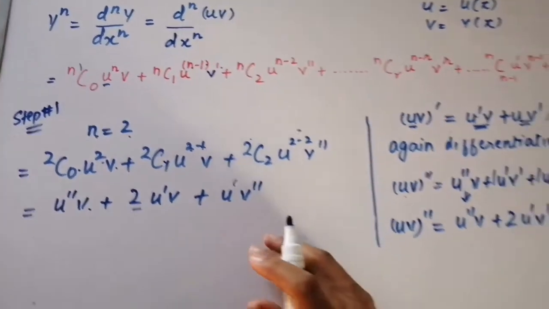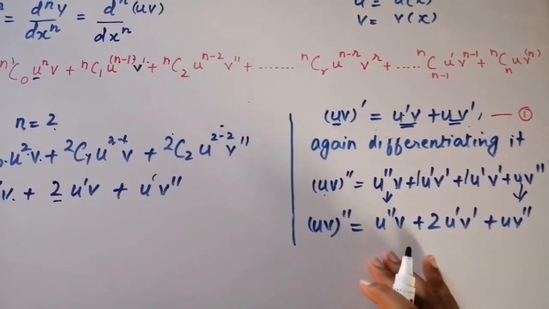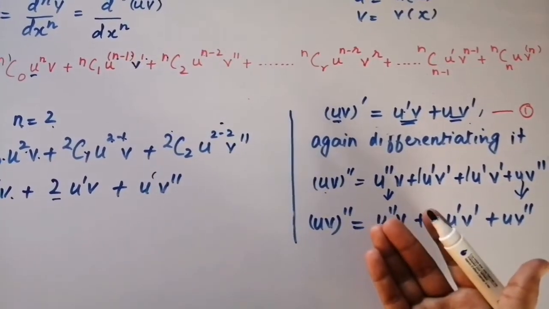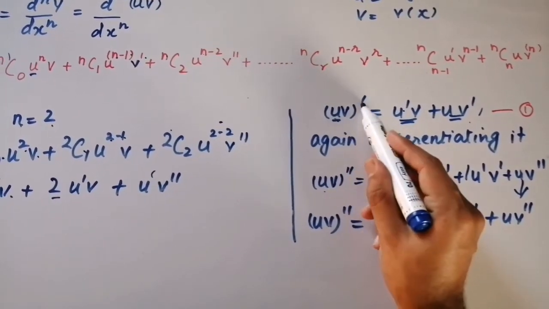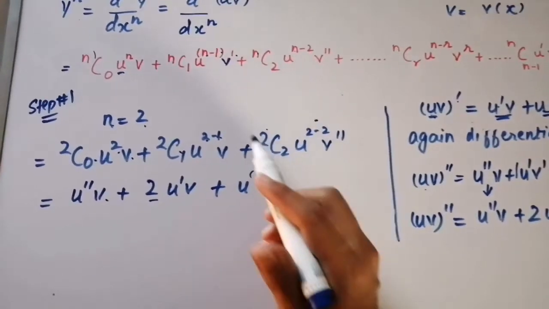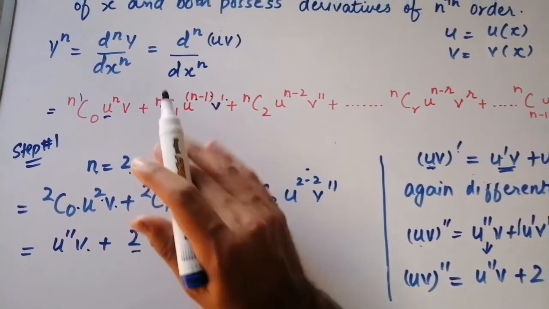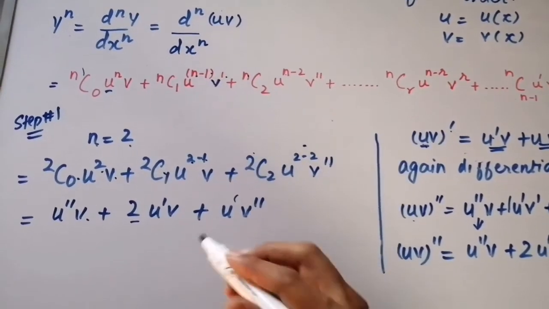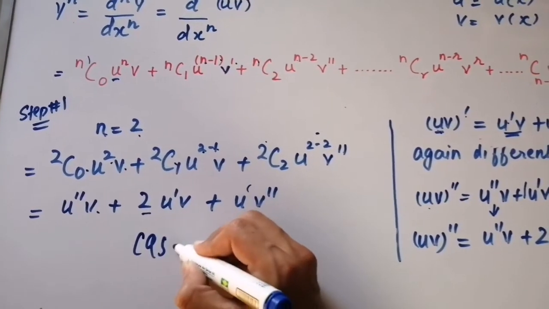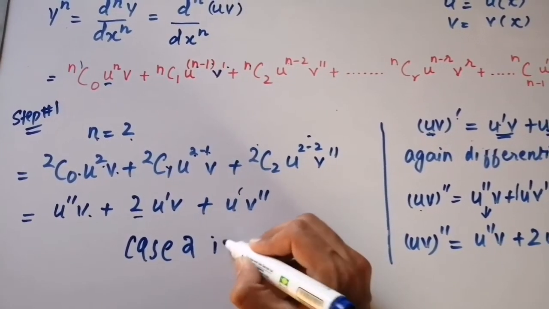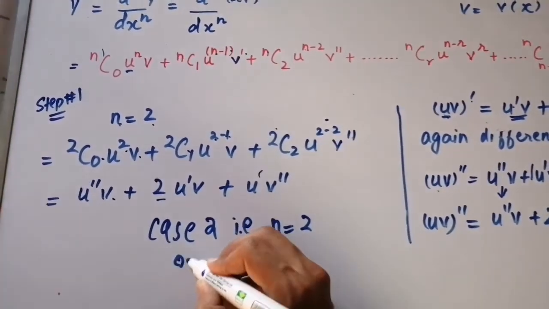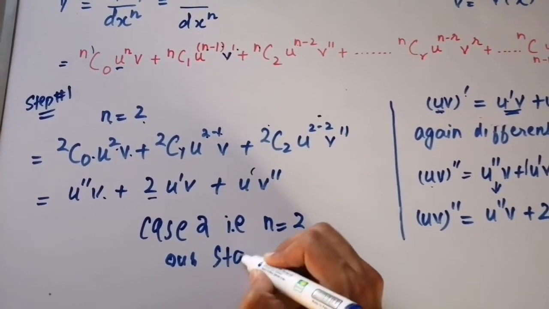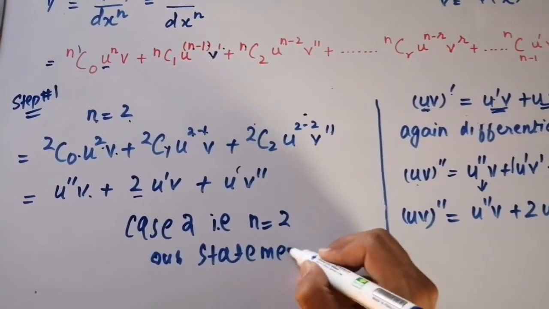So you can see that the result we get by applying the second derivative on the already differentiated function, that is u v double prime, is exactly the same as what we get by substituting n equal to 2 in the Leibniz theorem. It means that for case number 2, that is for n equal to 2, our statement holds.